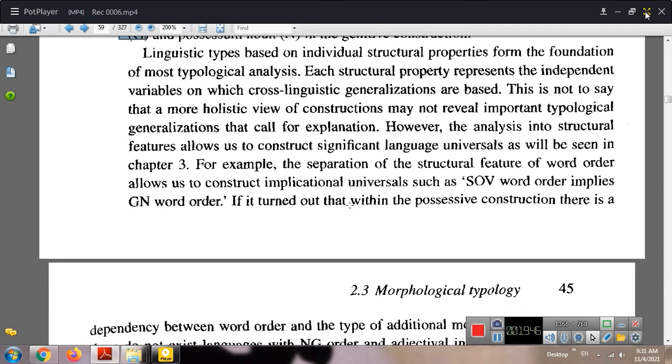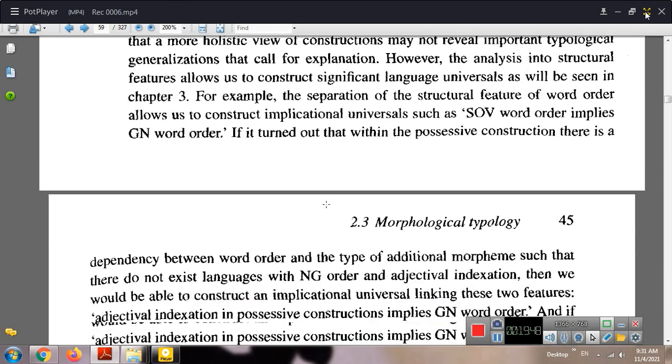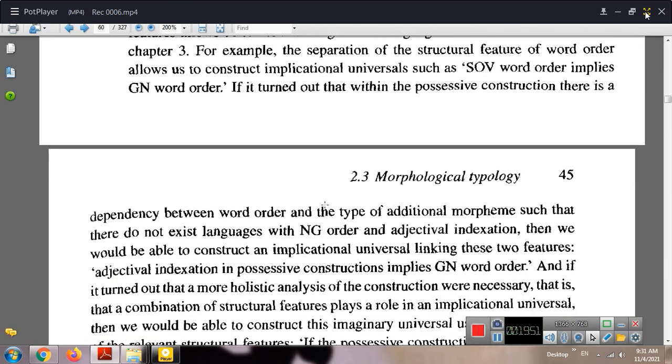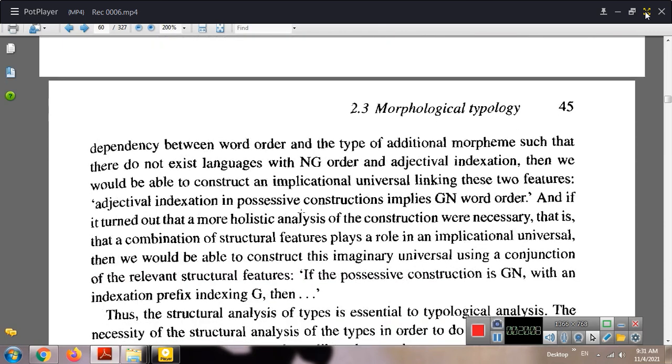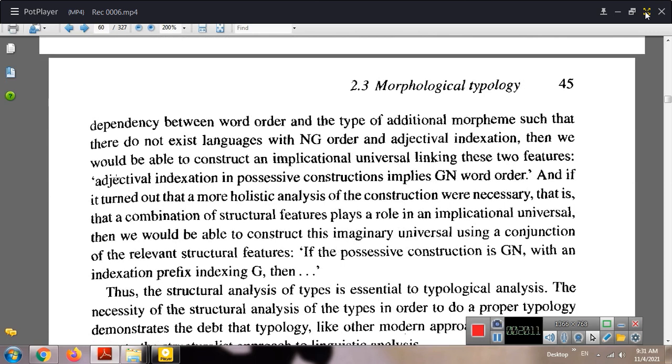If it turned out that within the possessive construction there is dependency between word order and the type of additional morpheme, such that there don't exist languages with genitive order and adjectival indexation, then we would be able to construct an implicational universal linking these two features. Adjectival indexation in possessive construction implies genitive noun word order.